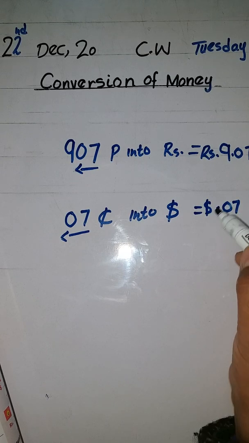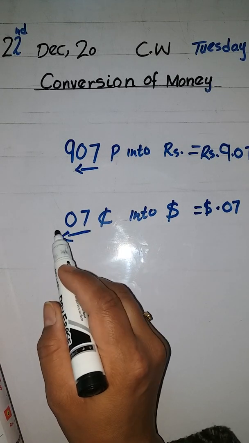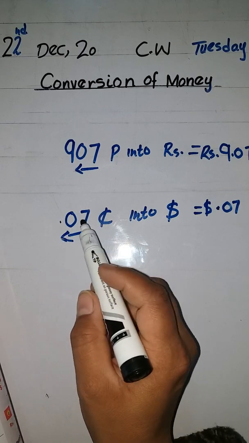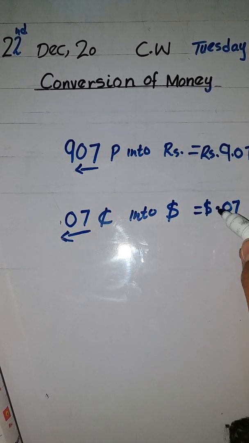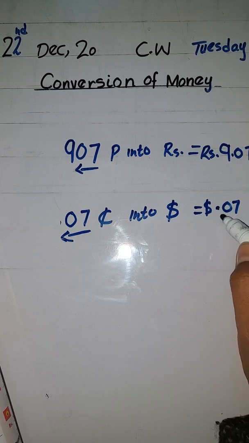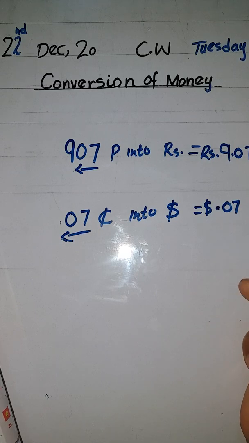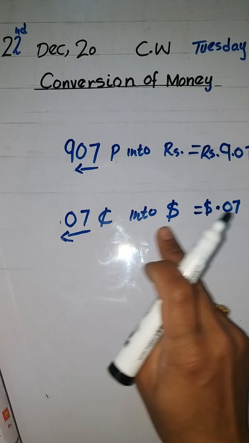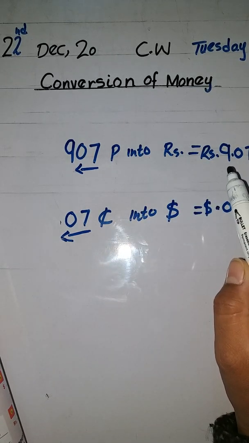So what we will do, we will start from the right side, count 2 digits left, and put the point. Actually you have to put the point in the answer side. This is the question. Put the point, start from the right, count 2 digits left, put the point and the dollar sign. This is the way to convert cents into dollars and paisas into rupees. Okay, grade 3.